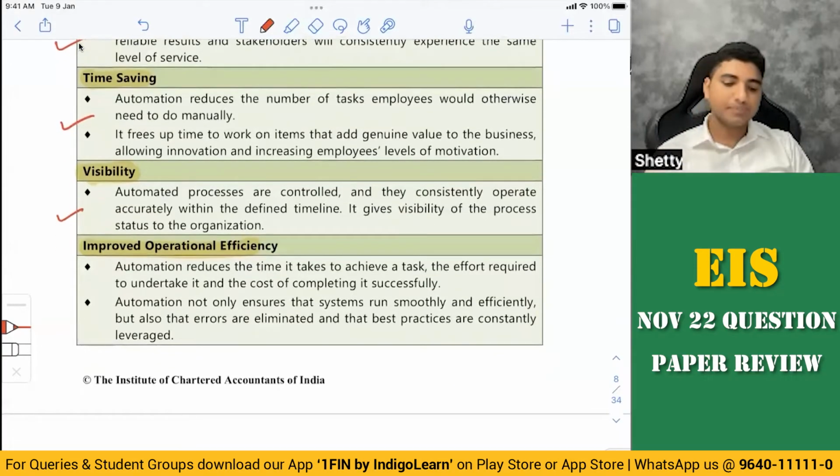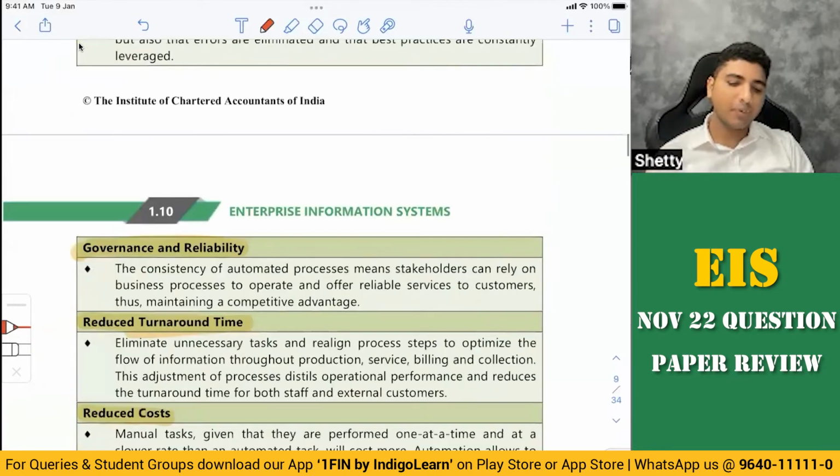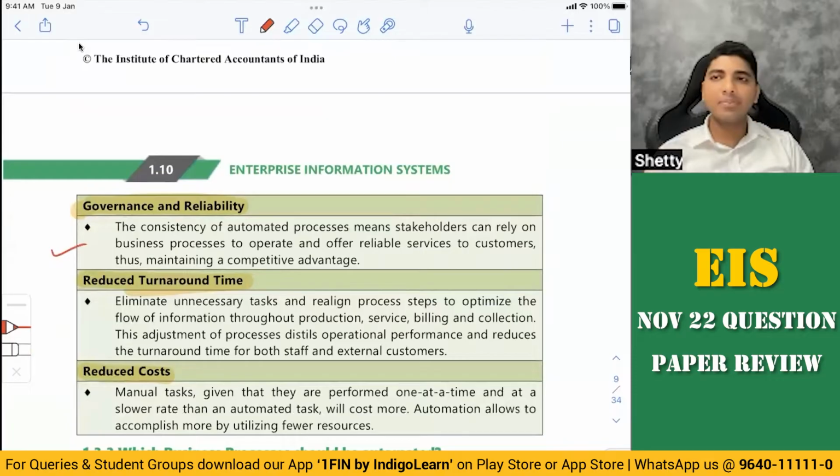Next, improved operational efficiency. Again, in olden days, longer queues, but now there is absolutely no queue. A person can quickly go, draw the money and come back. These are very generic points. There is governance and reliability. So that is, if you know the PIN, you will get the money.